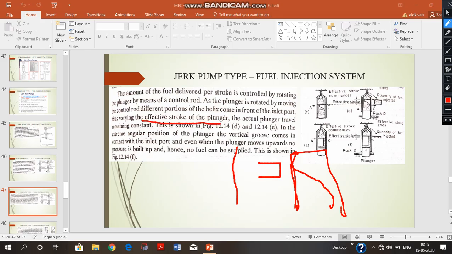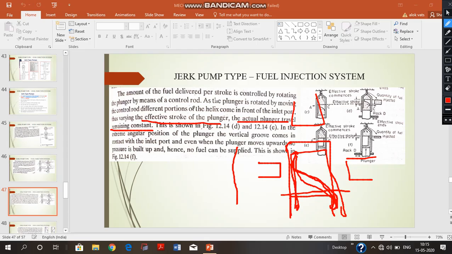This term effective stroke of the plunger is very important. However, the actual travel of the plunger remains constant. It will remain the same. Actual travel is from where to where? Actual travel is from the base position of the plunger to the position where the delivery valve is located. This is the actual travel, but the effective stroke will definitely differ because of the various parts of the helix.